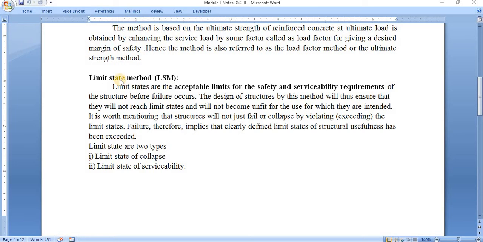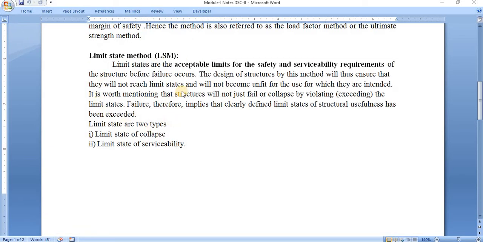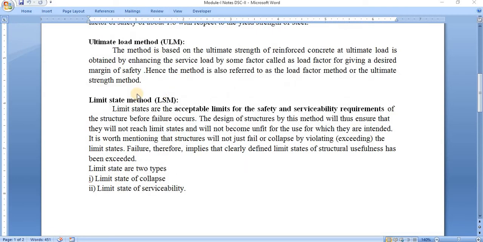In this method there are two limit states which are applied generally: limit state of collapse and limit state of serviceability. Limit state of collapse deals with bending, torsion, shear, etc. And limit state of serviceability deals with additional torsion or some bending, etc. So you can see this method is properly utilizing the material.